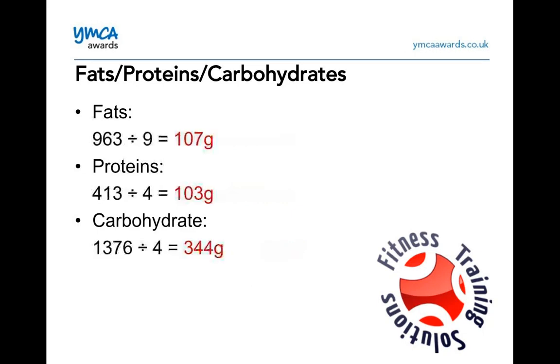If you look at fats, his fats were 963 calories. Divided by 9 would give him 107 grams of fat that he needs to consume. Protein would be 413 divided by 4, which would make his protein 103 grams. And carbohydrates is 1,376. Divide that by 4 means that he'd need to consume 344 grams. Does that make sense?